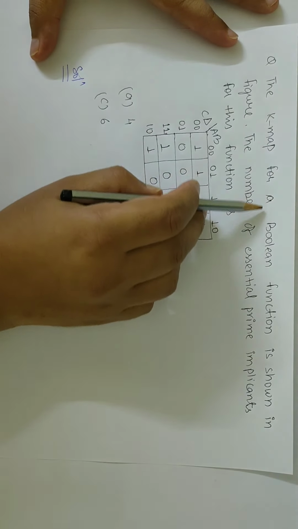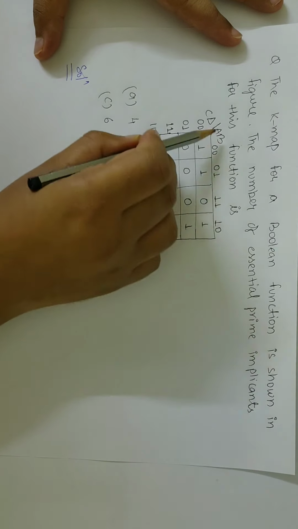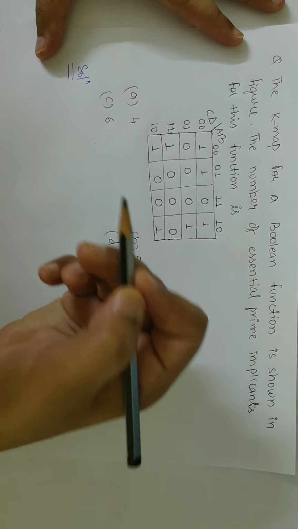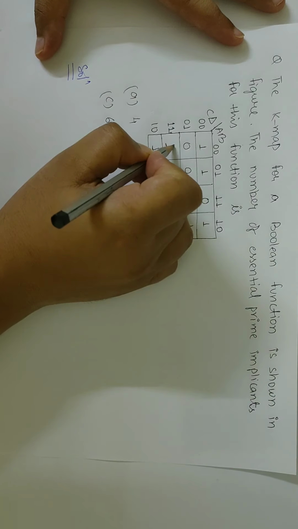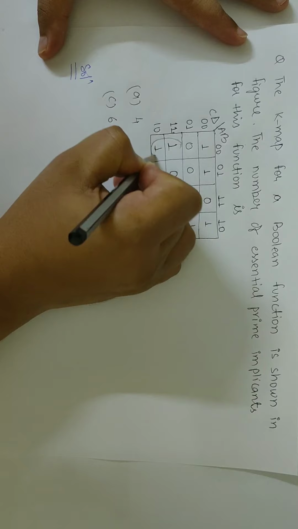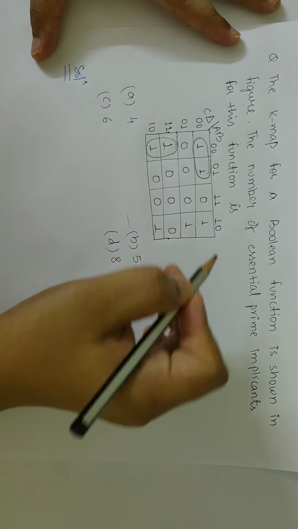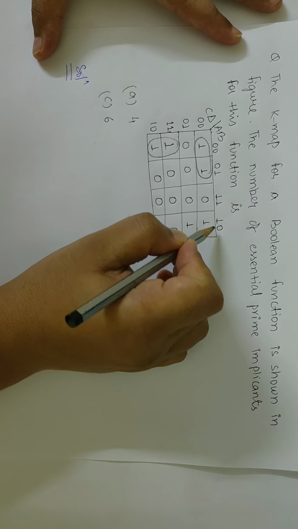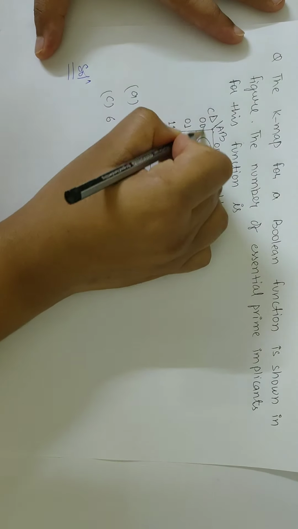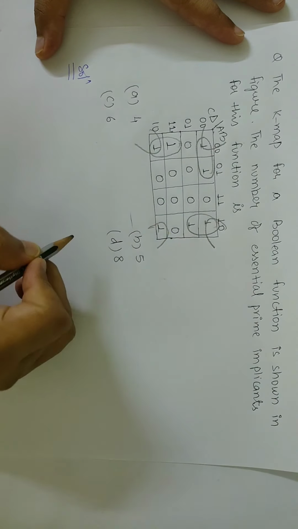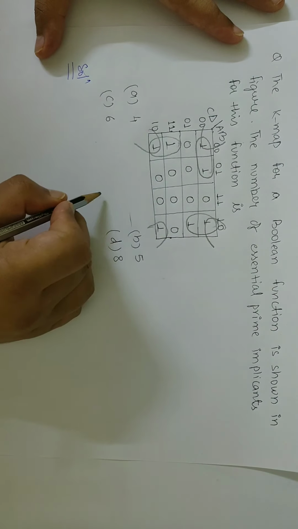The K map for a Boolean function is shown in the figure. The number of essential prime implicants for this function is. To find the essential prime implicants, first we have to make all the possible groupings. So here you can see this could be one grouping, this could be another grouping, and this could be another grouping, and last this can also be one grouping. Okay, so we have four possible groupings.